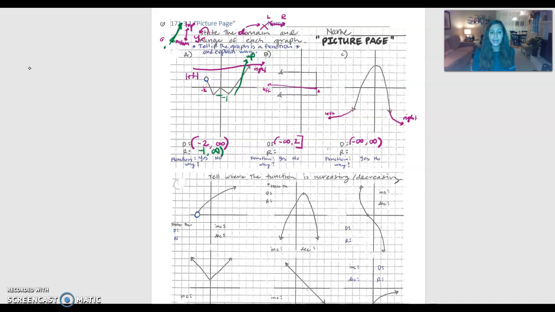Infinity gets a parentheses. I'm sorry, infinity always gets a parentheses. But -1 gets a bracket, okay? Let's do the next one.